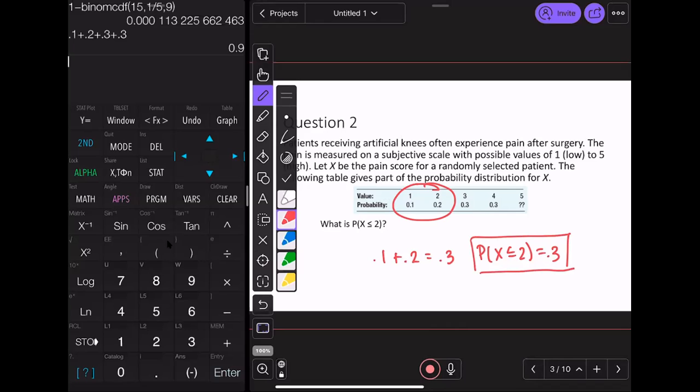So don't forget about context for this problem, since we're talking about pain scale. That's basically saying what is the probability that a selected patient has a pain scale of 2 or less. So that's what that means in context.